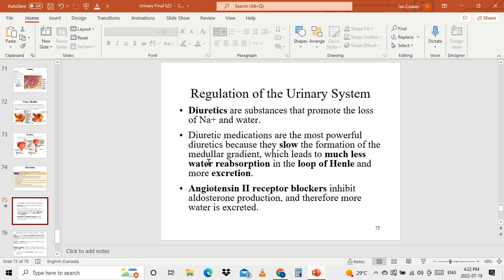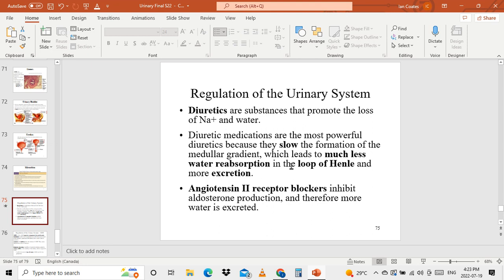Regulation of the urinary system, diuretics. They are out there that promote the loss of water. Diuretic medications are very powerful. They slow the formation of the medullary gradient, which leads to much less water reabsorption in the loop of Henle and more excretion. Let's go over that again because we've just covered that. These diuretics slow the uptake of water reabsorption in the loop of Henle.